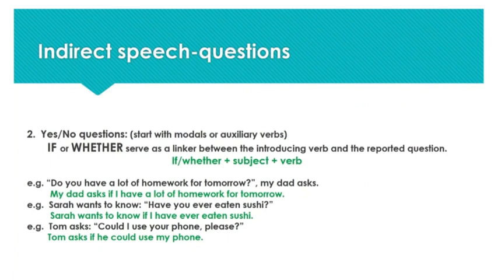Now we have the second type of questions. As I said, those are yes-no questions or auxiliary questions. They start with modals or auxiliary verbs. We know that auxiliary verbs are to be, to have, and to do. And we know that modals can be should, could, may, might, and so on.